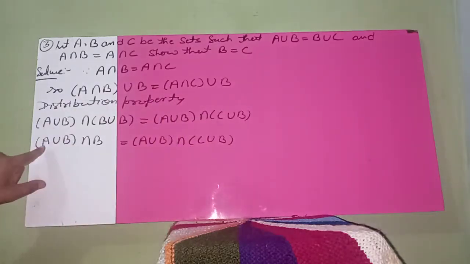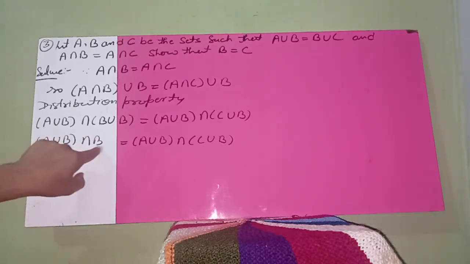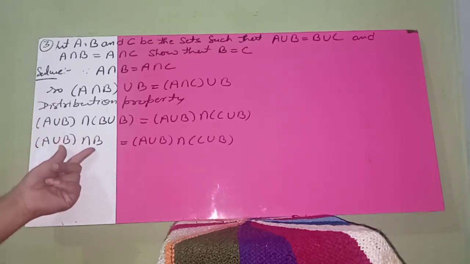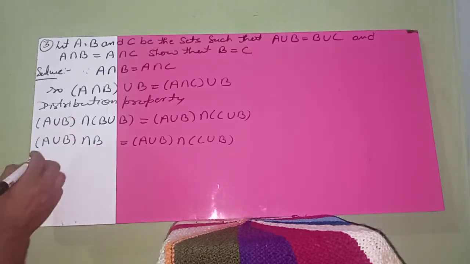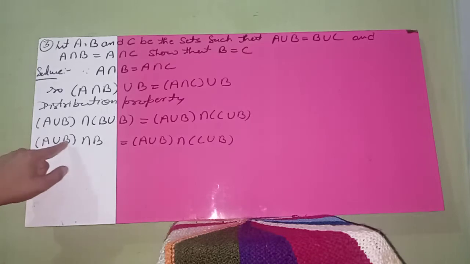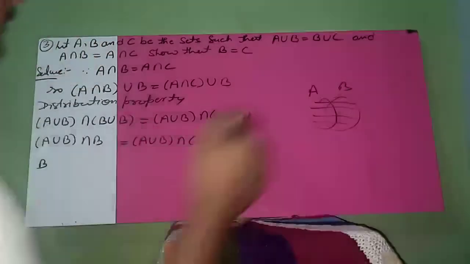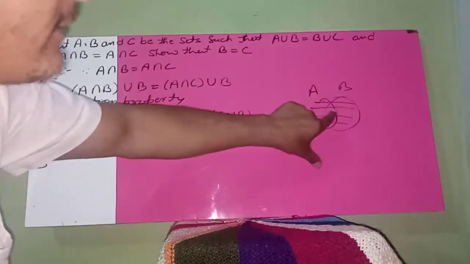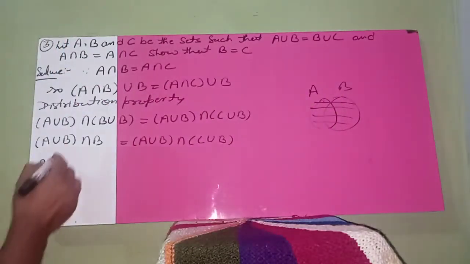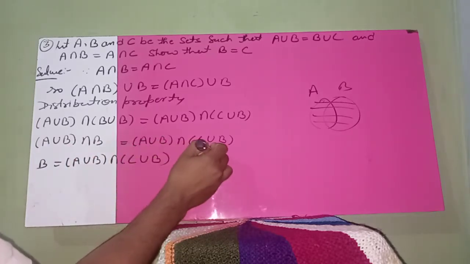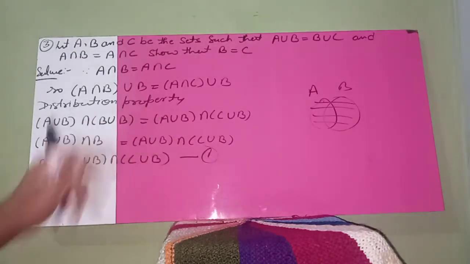Now after that, A union B intersection B means all the elements of set A and B, and intersection B, so it means what will be common on both sides? All the elements of set B will come, because in A union B, all elements of set B have already come. So the common elements will be the elements of set B. So it means that is set B. If you take the intersection of A union B with set B, set B will come. That is set B equal A union B intersection C union B, that is my first equation. OK, that is equation number first.